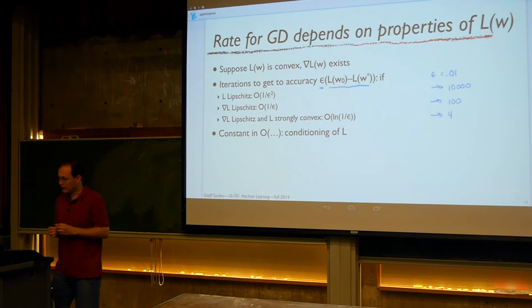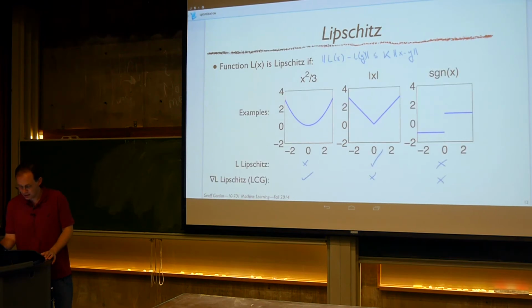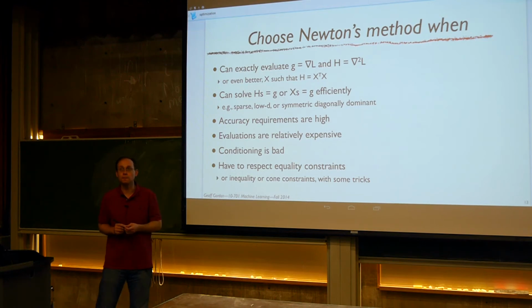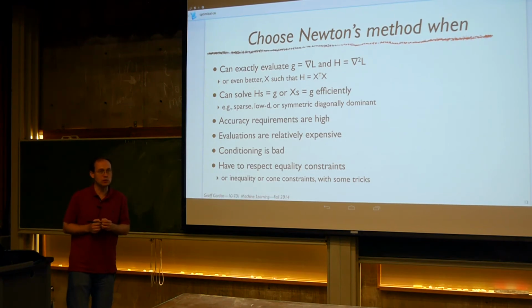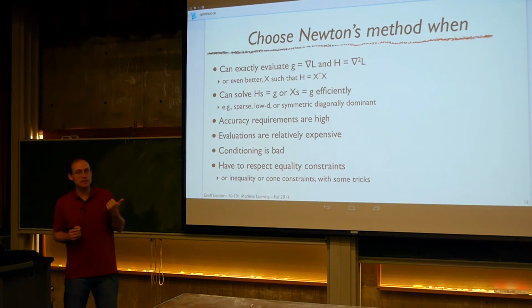All right, so that's the end of gradient descent. Let's go even nicer. Let's look at Newton's method. Before we describe Newton's method, let's talk a little bit about when to apply it. The first is we have to be able to evaluate, so before we had to be able to evaluate the gradient, now we have to be able to evaluate the gradient and the Hessian, the first and second derivatives.